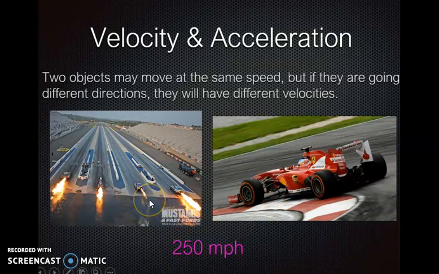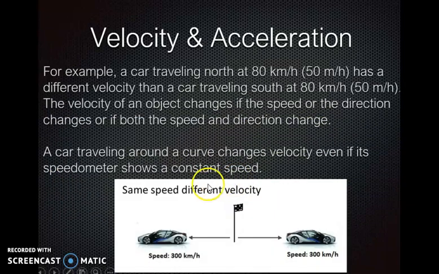If they're going in different directions, this one is only in a straight line. Let's say it's heading north. And this one is going 250 miles per hour around corners, north, south, east, west. They're going to have different velocities. Now, in scientific speak, it's just one's moving in one direction, one's moving in the other. Their speed is still going to be the same.